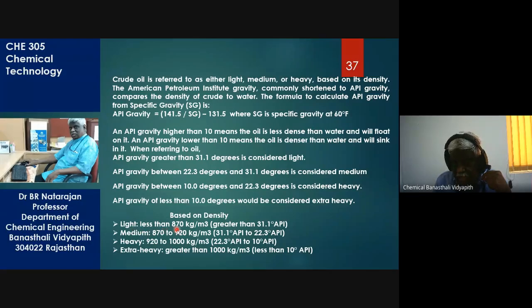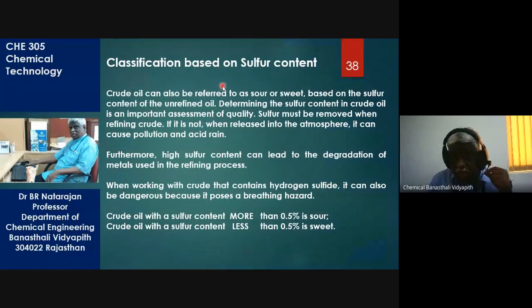Density is less than 870 kg per meter cube, which is otherwise API greater than 31.1. Remember, density and API are related by this formula, right? So light crude means density is less than 870, medium crude means 870 to 920, heavy crude means 920 to 1000, and extra heavy means greater than 1000 kg per meter cube. That is extra heavy.